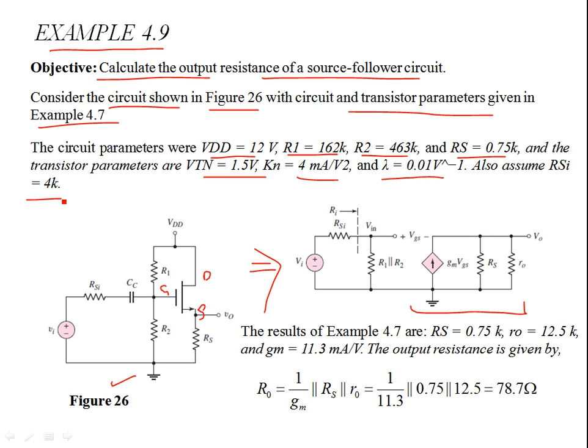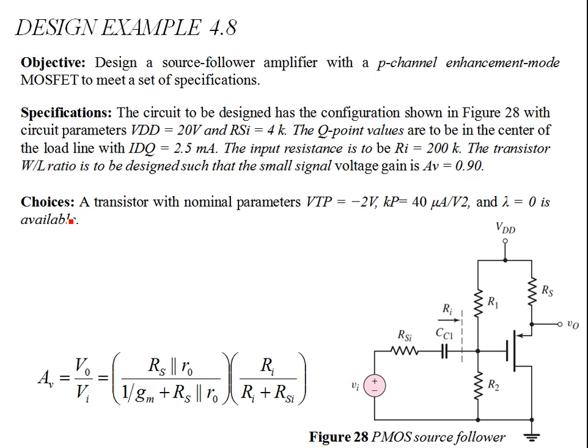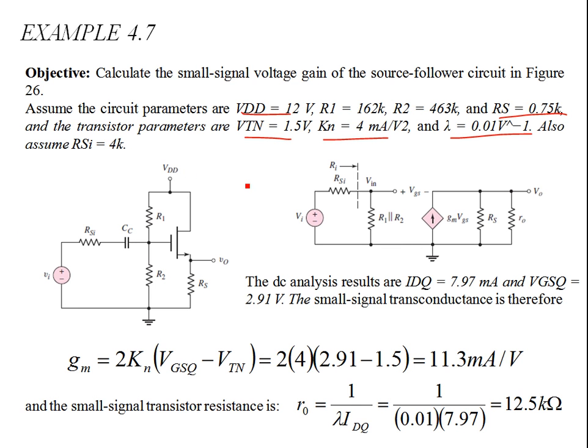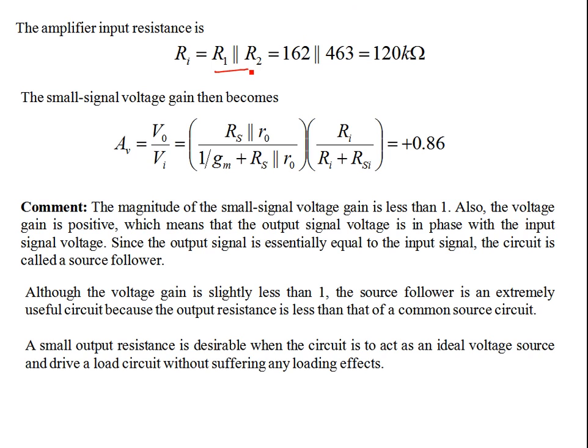Again, one thing that you note over here is if you calculate R1 in parallel with R2, so we have done this before as well, this is your input resistance. If you recall, in example 4.7, R1 parallel R2, which is the parallel combination of 162 and 463, is 120 kΩ, which is much greater than RSi, the source resistance equal to 4 kΩ. So there is a minimal loading effect at the input.